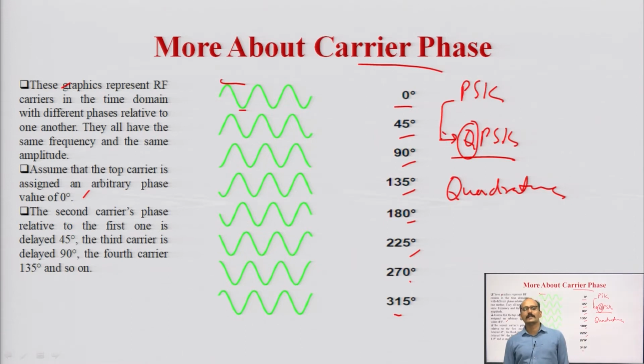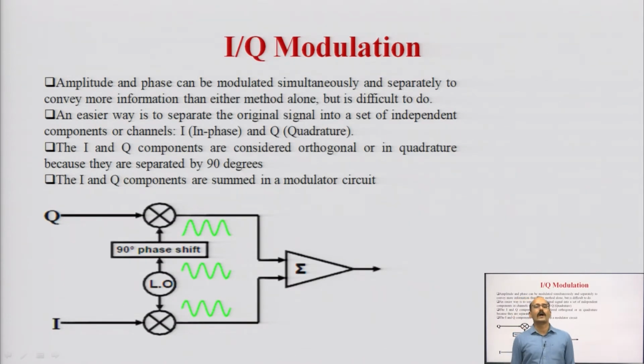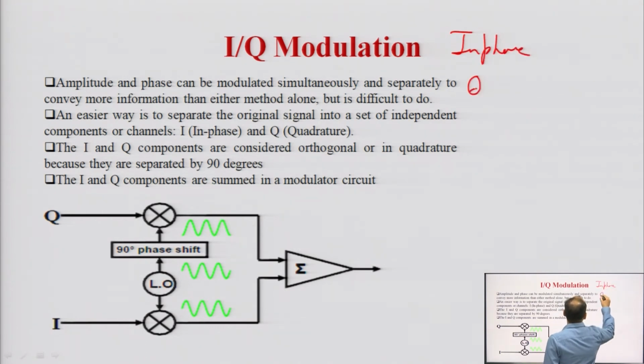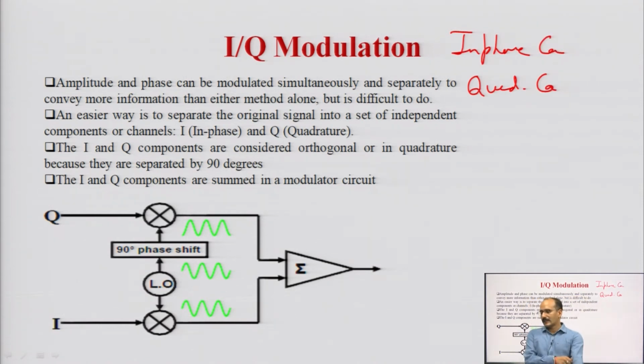It means there is a carrier phase shift of 45 degree, and that will come to the quadrature and in phase system. Means in this type of modulation scheme we utilize the concept of in phase carrier and quadrature carrier. So, amplitude and phase can be modulated simultaneously and separately to convey more information than either method alone, but it is difficult to do.